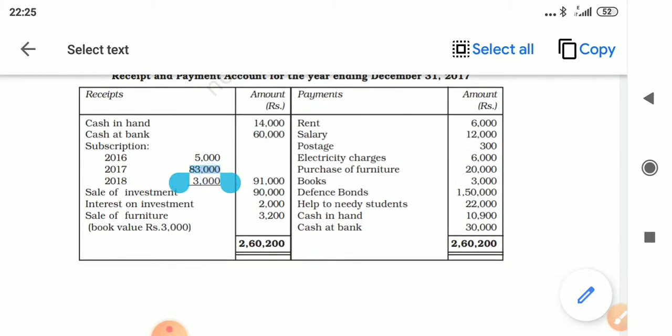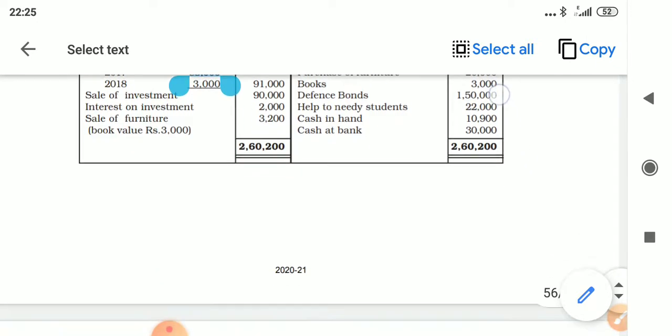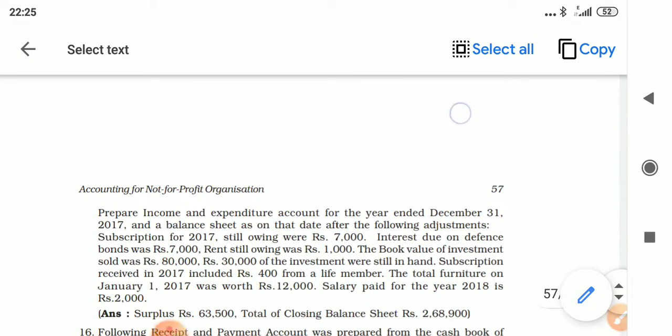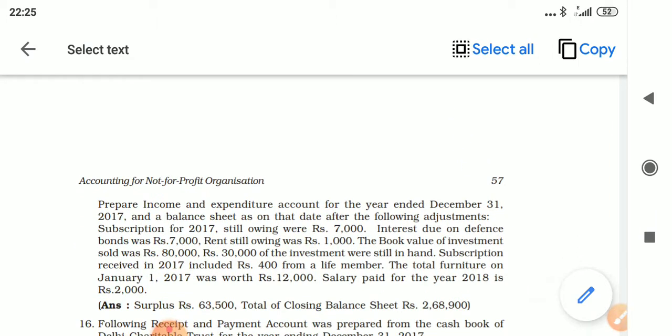Subscription 83,000 will appear in the income side inner column. With this 83,000 we have to add current year's outstanding 7,000. Now subscription included 400 from a life member. So 400 rupees is actually a life membership fee. By mistake it was added with subscription. So we have to subtract.